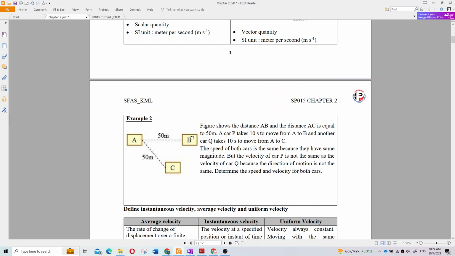Do they have the same speed, class? They have the same speed because both take 10 seconds, car P and car Q. Car P takes 10 seconds for 50 meter. Car Q also 10 seconds, 50 meter. So 50 divided by 10.